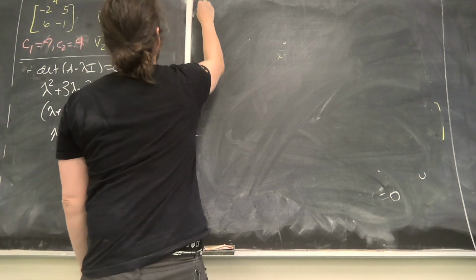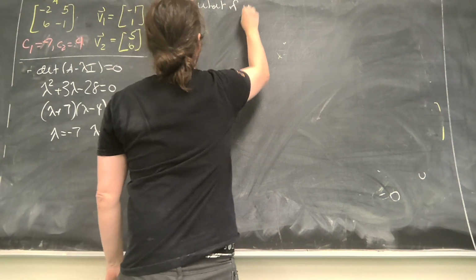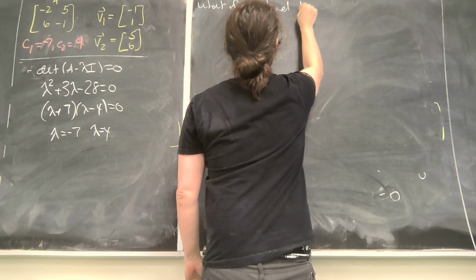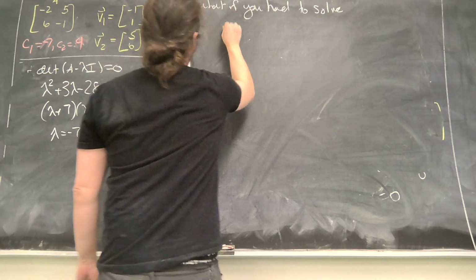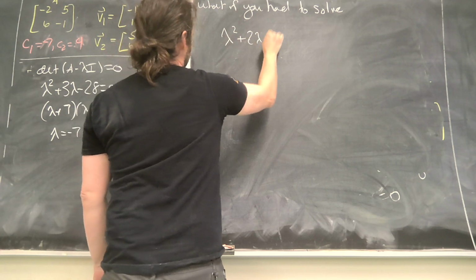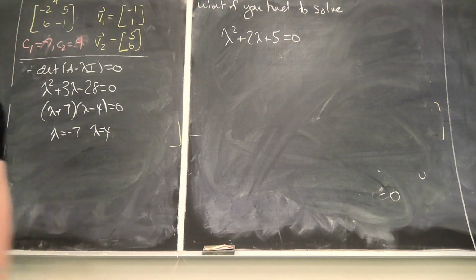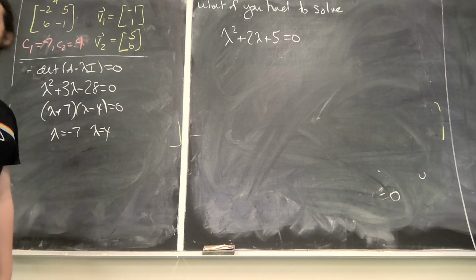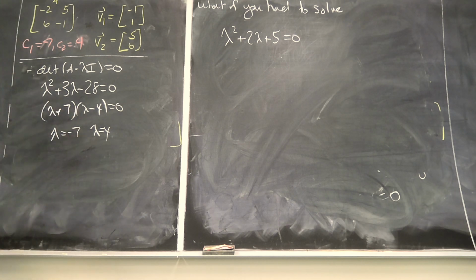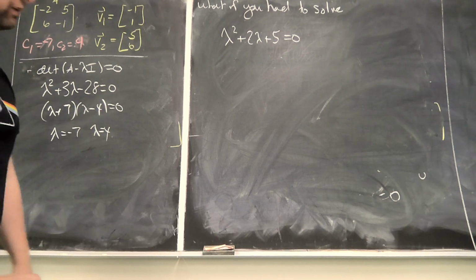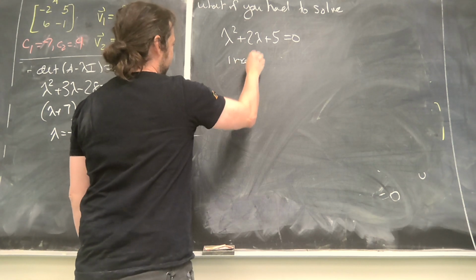So what if you had to solve lambda squared plus 2 lambda plus 5 is equal to 0? And then you go in there and you write down the quadratic equation, because you really like the quadratic equation for some reason, even though completing the square is the right way to do all these things. But you like the quadratic formula so much that you write it down, and you notice that inside the square root is negative, and so you conclude that it's an irreducible quadratic.